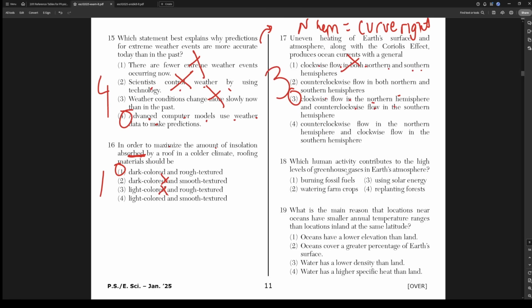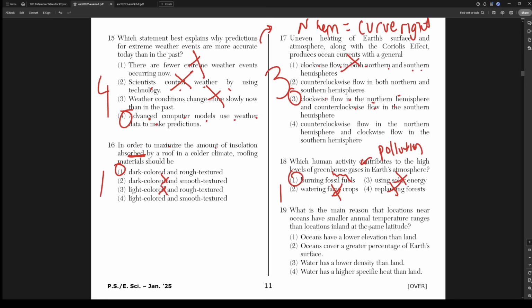Number 18. Which activity contributes to the highest levels of greenhouse gases? So greenhouse gases are going to be from pollution. Replanting forests is a good thing. Watering farm crops is a good thing. So burning, that's pollution.